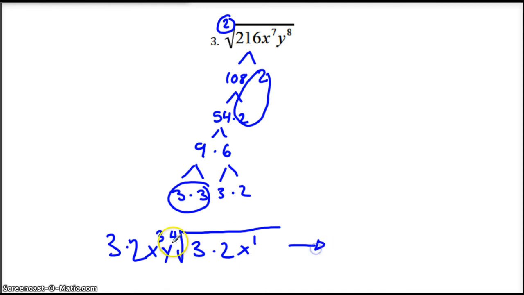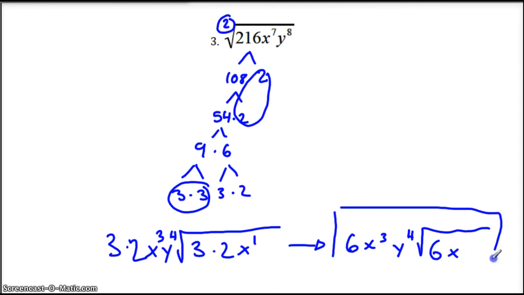To get our final answer, we just got to multiply these numbers. So our final answer is going to be 6x to the 3rd, y to the 4th, times, and inside jail is just 6x. And that is our beautiful, perfect answer.